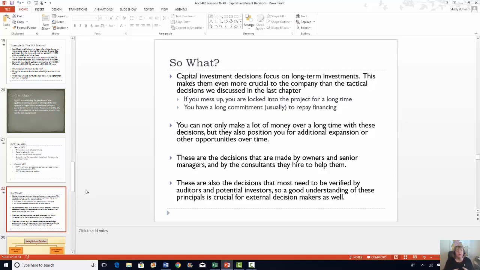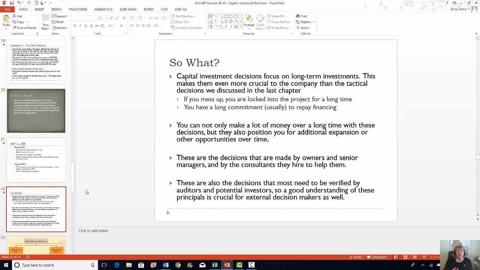So if you mess up, you're going to be locked into that project for a long time and you're going to lose the company money and they're not going to be very happy with you and you might get demoted or removed from your job and you have a long commitment to repay the financing. So if you talk your company into doing a project that's not doing well, then they're losing money and they have to pay for that project. Yikes, that's not a good thing.